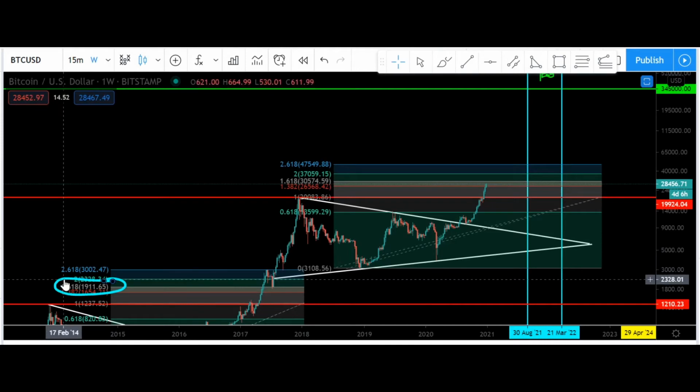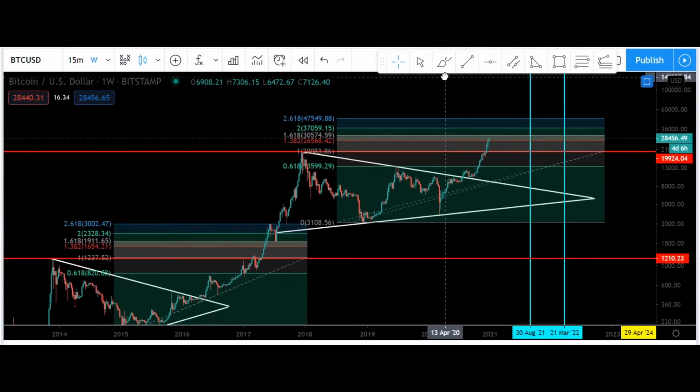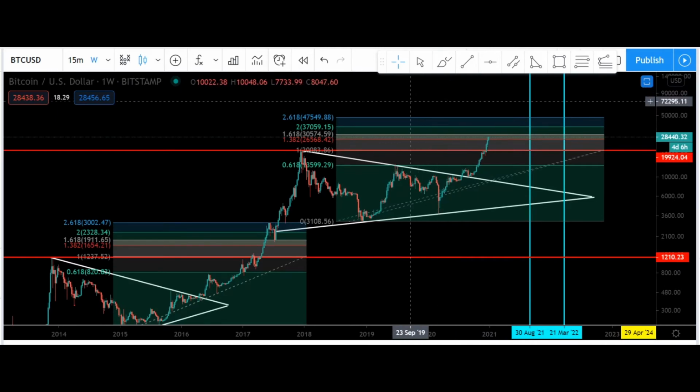And again, guys, none of this is financial advice. Always do your own research and form your own opinions. I'm just showing you what I'm looking at in the technicals and how I'm looking at the market and how I'm kind of looking to trade this market.